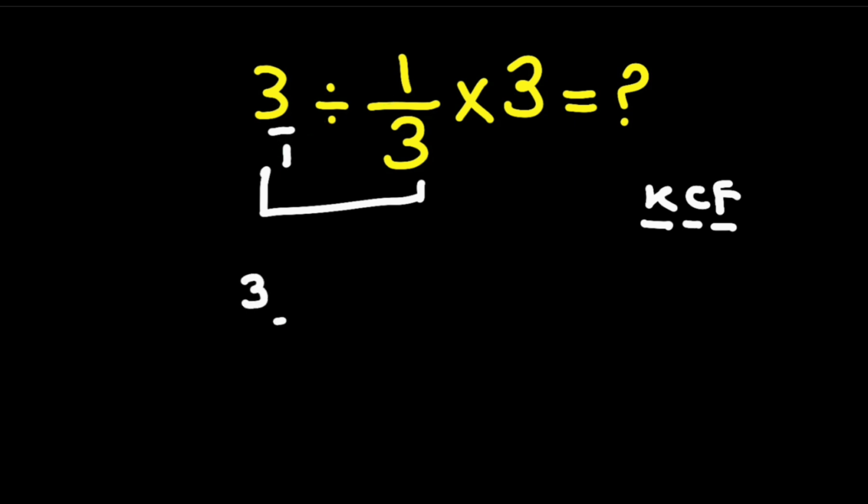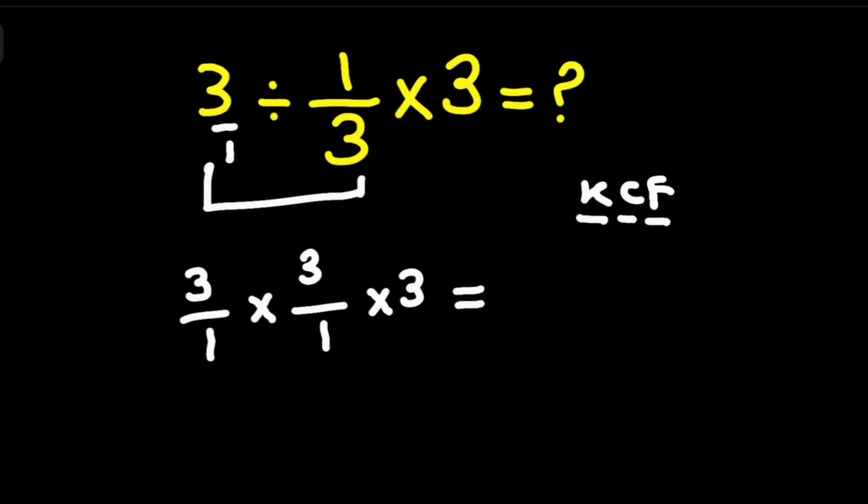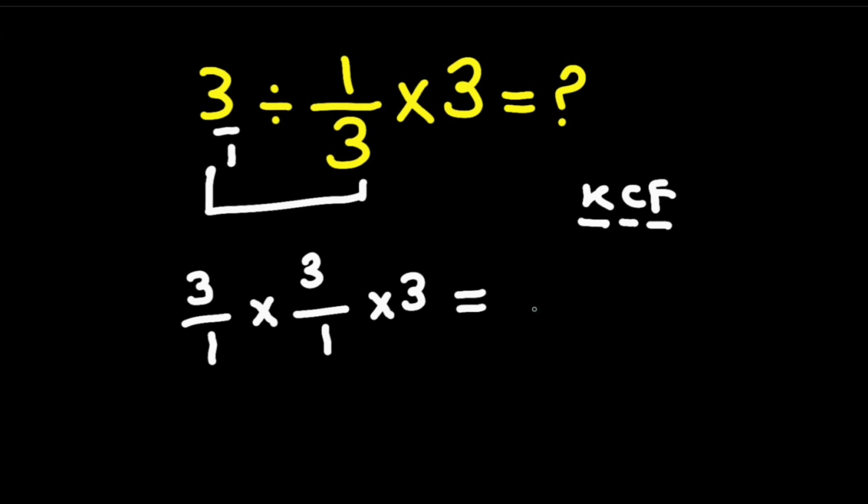Keep first fraction, change division to multiplication, and flip the next fraction. 1 over 3 is 3 over 1, and times 3 here. Now we have 3 times 3 times 3. That is, this expression is equal to 27. The final answer is 27.